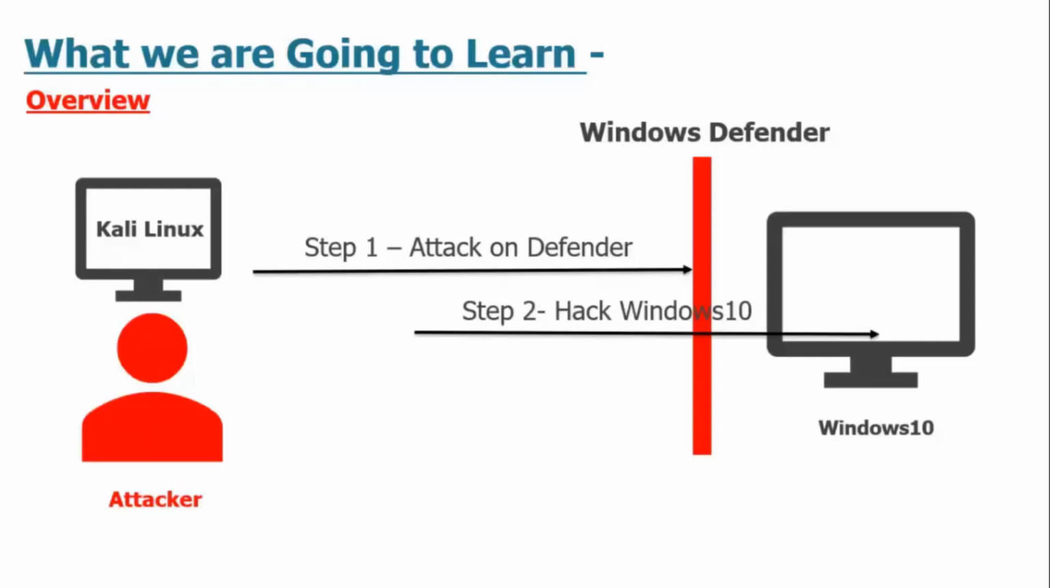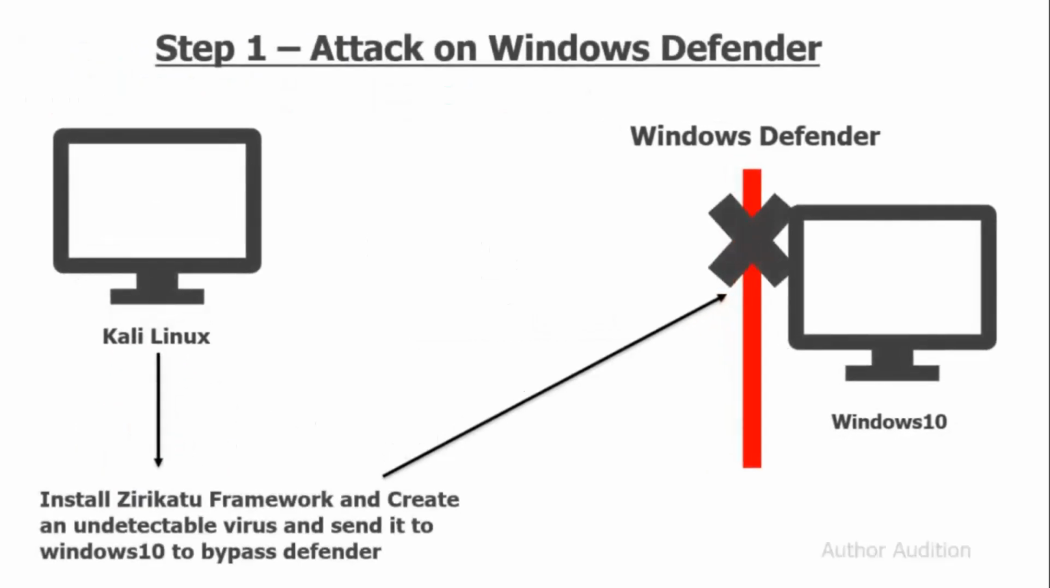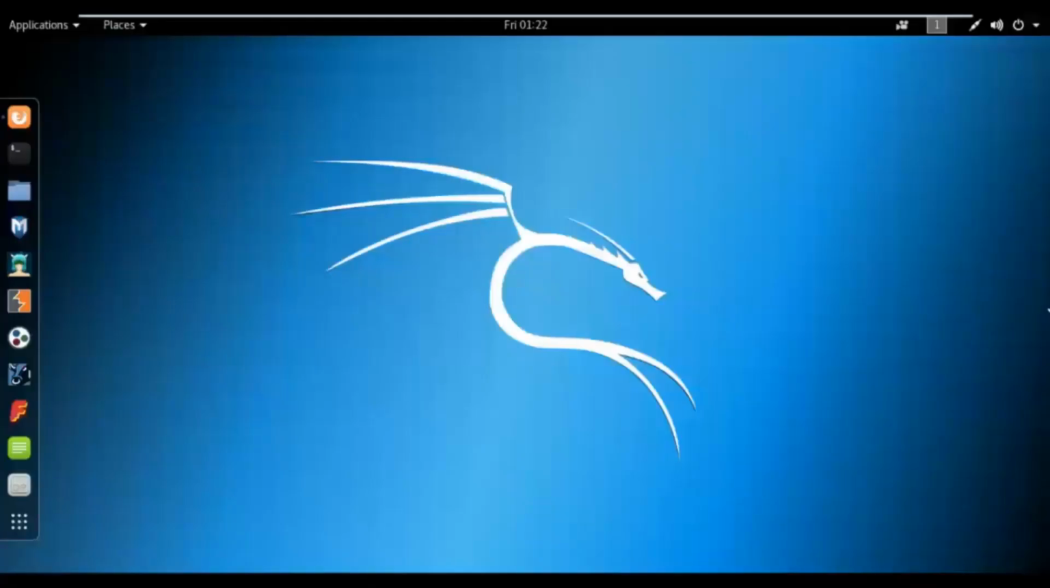So we have step 1 and step 2. First of all, let's talk about step 1. We have a Kali Linux operating system which is working as an attacker, and we need to install the Zerica 2 framework inside Kali Linux to create an undetectable virus, and then we will send this virus to the Windows 10 machine. So first of all, let me show you the lab setup.